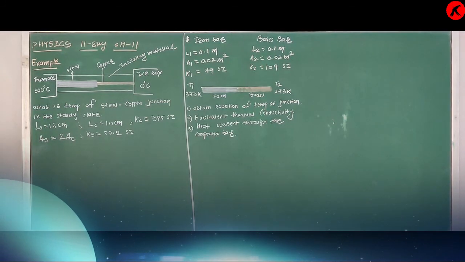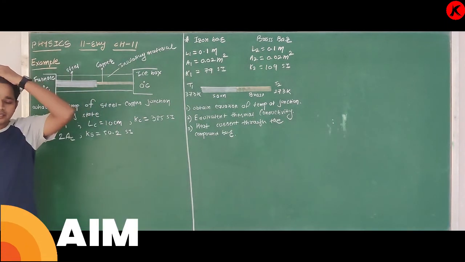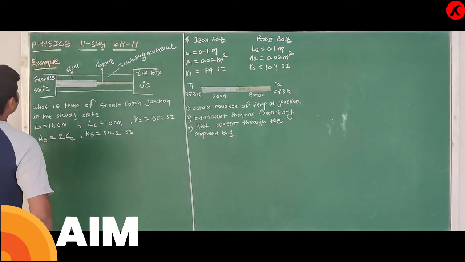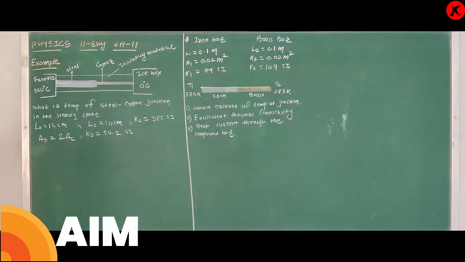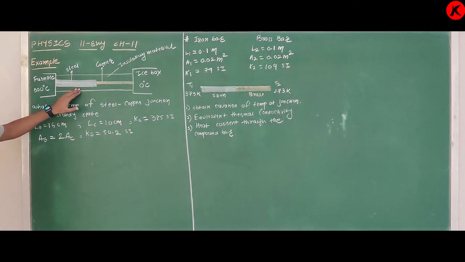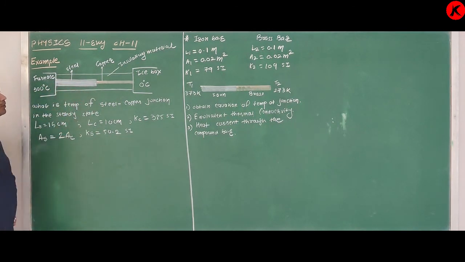Good morning, students. Chapter 11, Thermal Properties of Matter. We will see some examples. First example, you are given a combination of two rods, one of steel, one of copper, and one junction is formed.